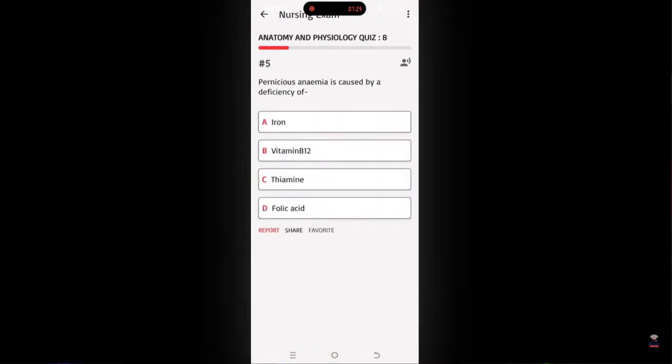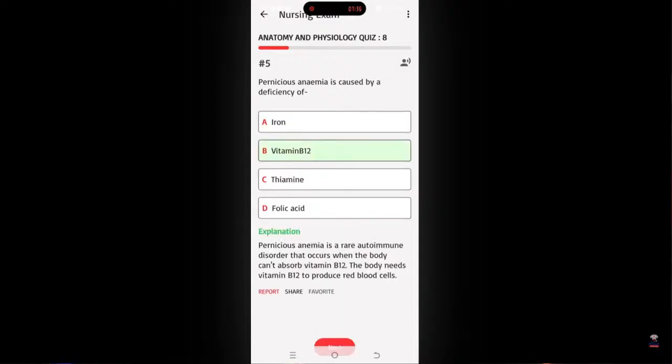Pernicious anemia is caused by a deficiency of: A. Iron, B. Vitamin B12, C. Thiamine, D. Folic acid. Correct answer. Pernicious anemia is a rare autoimmune disorder that occurs when the body can't absorb vitamin B12. The body needs vitamin B12 to produce red blood cells.